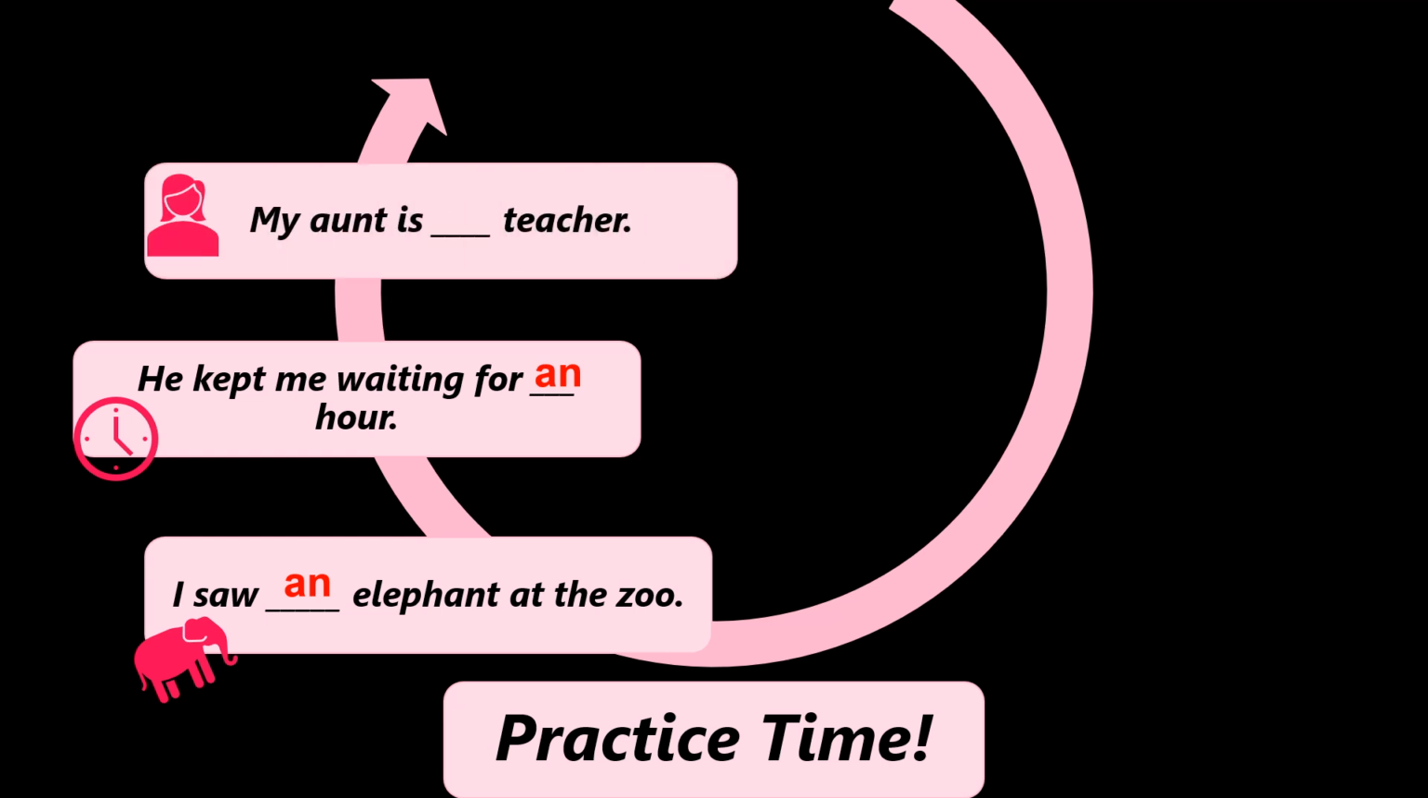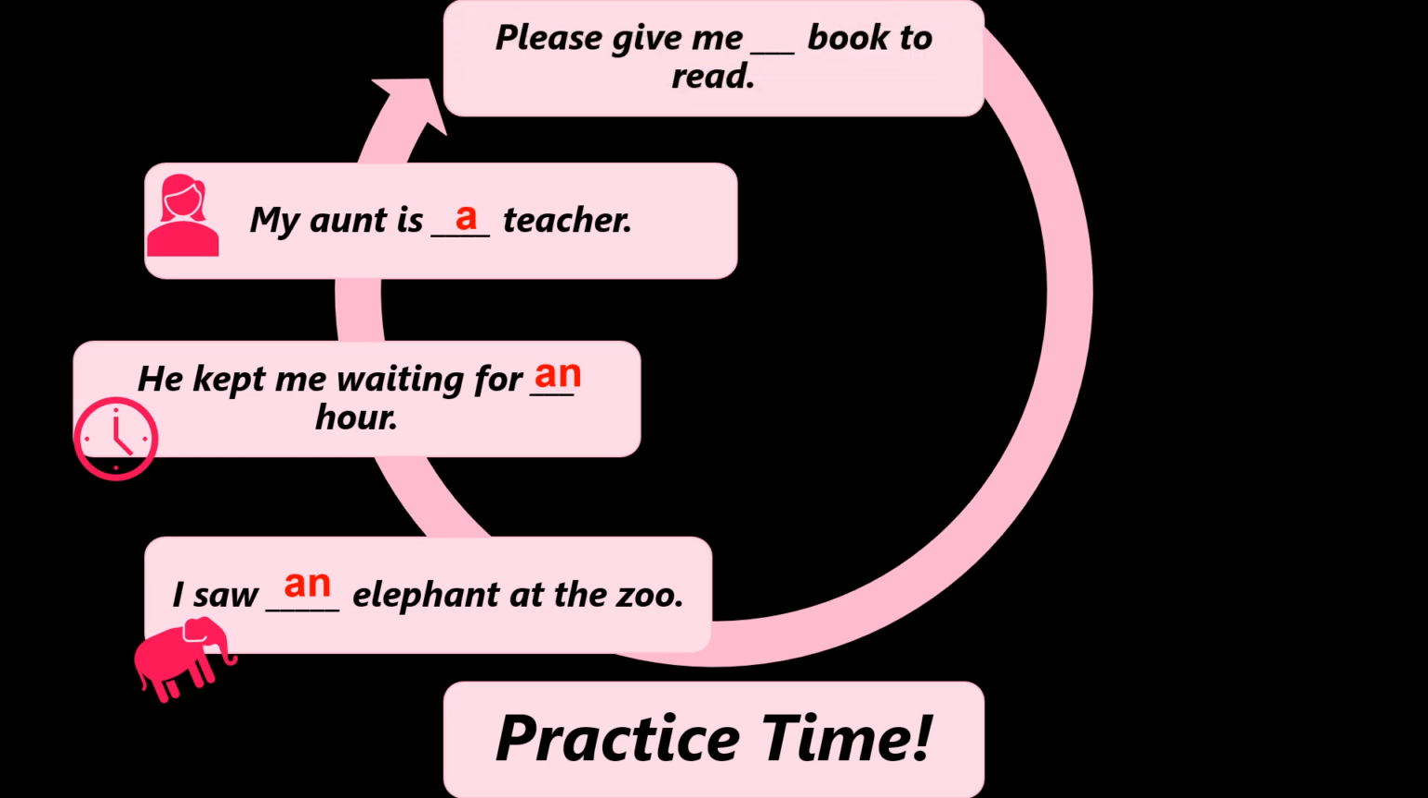Next, "my aunt is dash teacher." Very simple. It's starting with the consonant sound t. Teacher starts with the consonant sound t. So I'll insert article a. And next is, "please give me dash book to read." The noun is book. So it's starting with the consonant sound b.